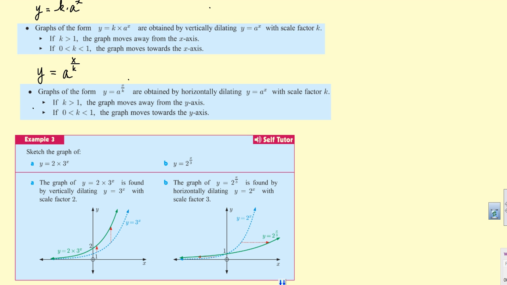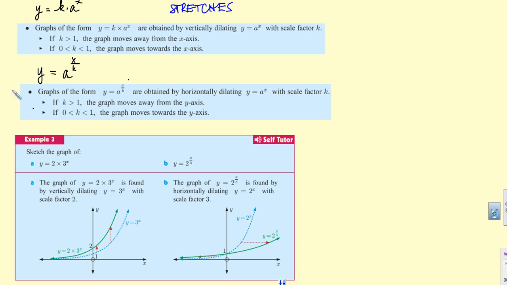Now, if we want to take a look at the stretches, so we're looking at the stretches of the graph. Again, if we were to have y equals k times a to the x, that means that what's being affected by the k is the y values. So we are doing a vertical dilation with a scale factor of k. If k is greater than 1, then the graph is going to get steeper and it's moving away from the x-axis. So it's getting steeper and it's getting thinner.